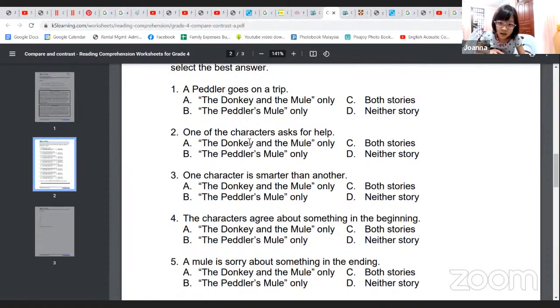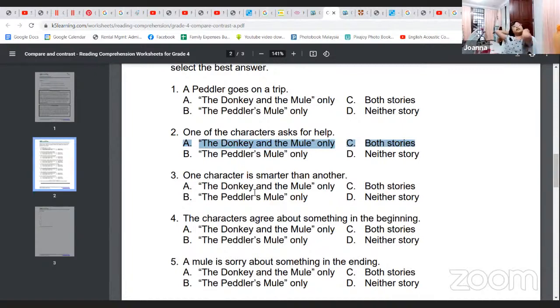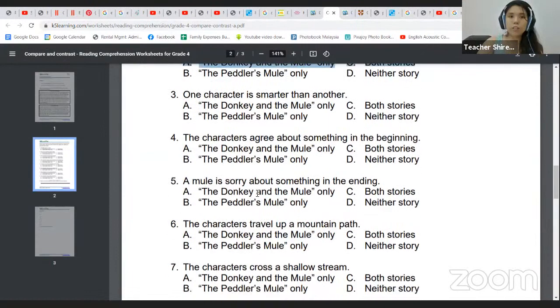Yes, the donkey and the mule, only the donkey, because the donkey fell sick, so the mule needed to ask for help. So A is correct. The peddler's mule, is there anyone to help him? No. So only one asks for help, which is A. Understand what it means by compare and contrast? Understand. Okay.